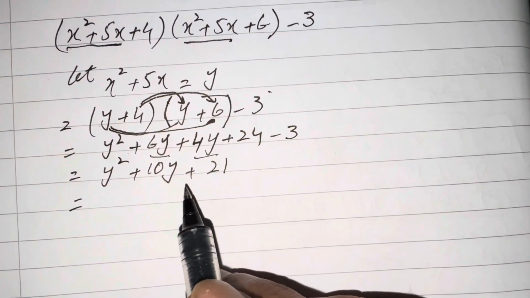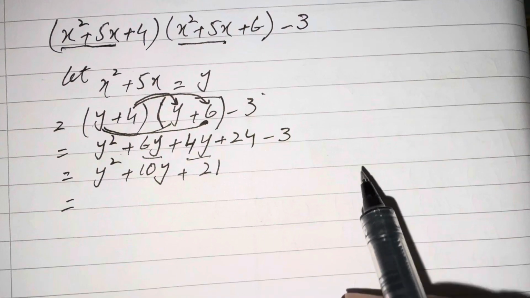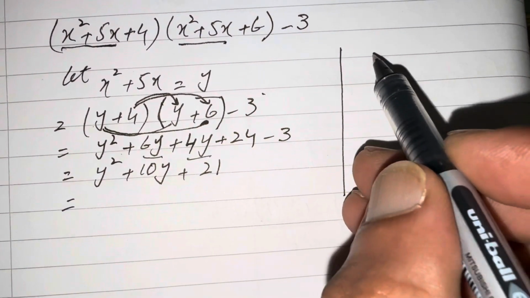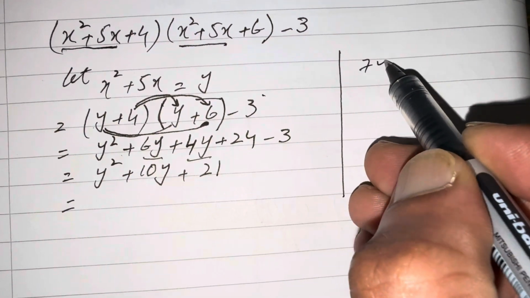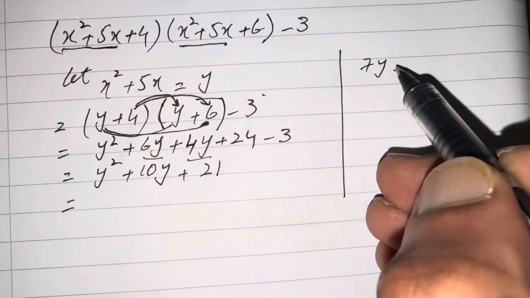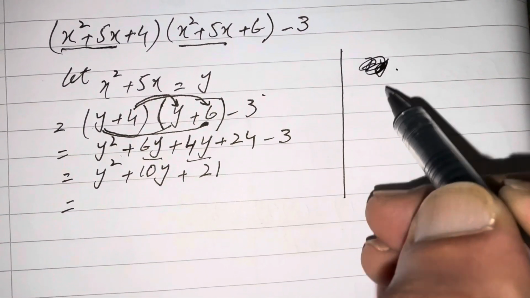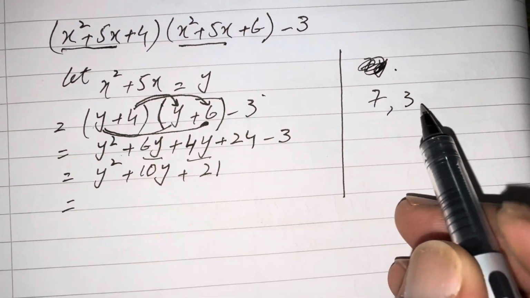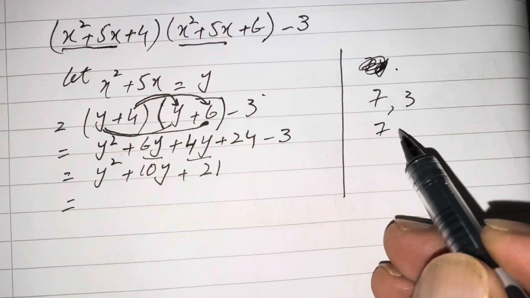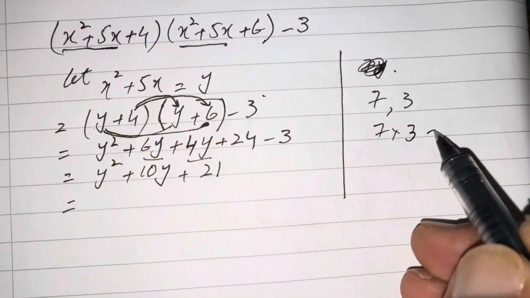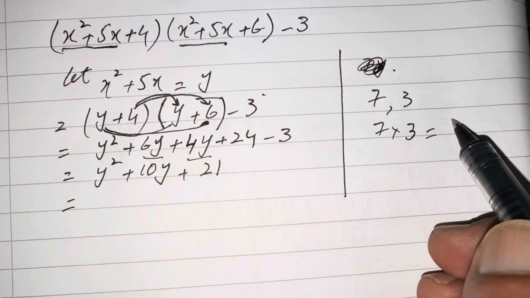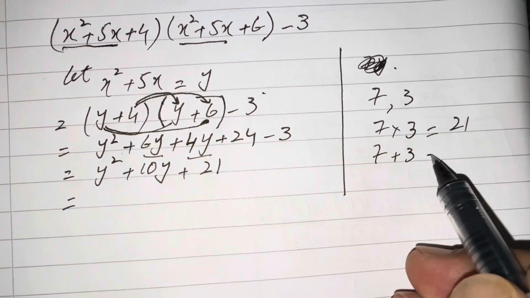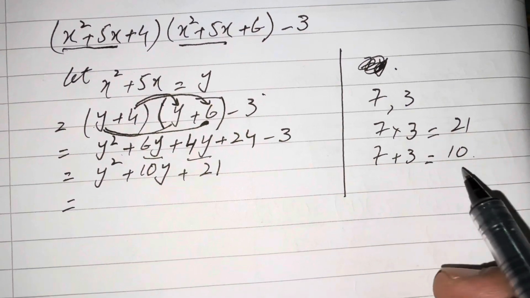So if you see the two numbers, they are 7 and 3. These are the two numbers. If we multiply them with each other, we will get the answer 21, and when we add these two numbers, we get the answer 10.